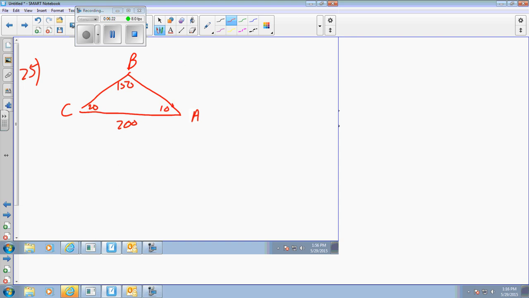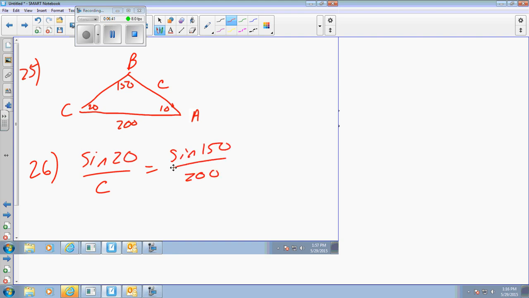Number 26 says find side C. That's this one over here. I'm going to use the law of sines. It says the sine of 20 over C is the same as the sine of 150 over 200. If I do my cross products, I get C equals 200 sine 20 divided by the sine of 150. And if I put that in my calculator, I get my C is going to be 136.8.